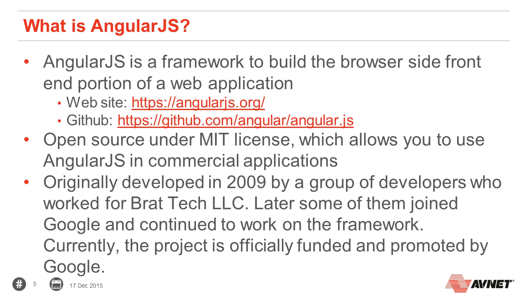Angular itself was developed back in 2009 by a group of developers who worked at Brat Tech. Since then, though, those developers became Google employees, and Google is the company that continues to actually further the platform.